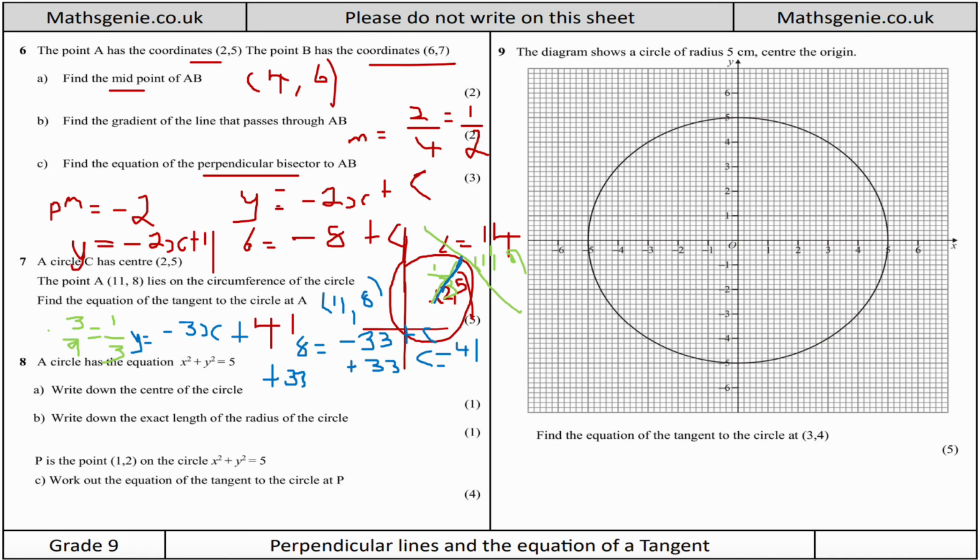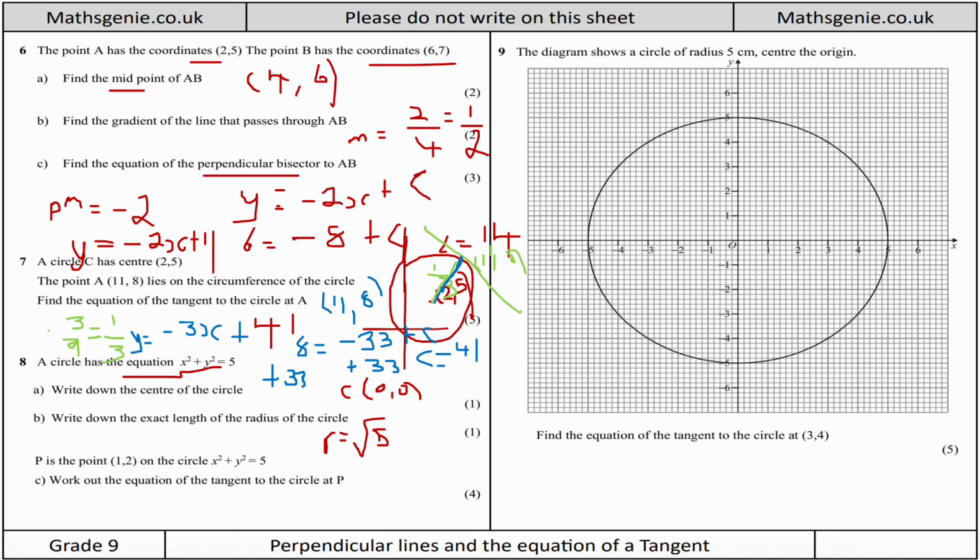This is question number 8, guys. A circle has the equation x squared plus y squared is equal to 5. Write down the center of the circle. So the center is going to be 0, 0. Part B, write down the exact length of the radius of the circle. So it's going to be the square root of 5, because x squared plus y squared is equal to r squared. R squared is equal to 5. Therefore, the radius is equal to the square root of 5.